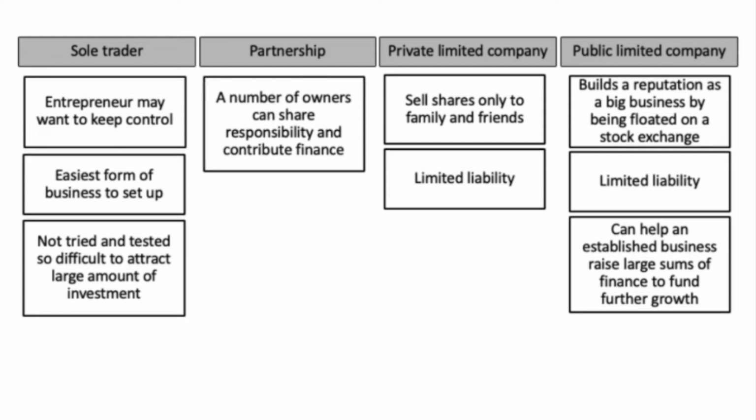The third one will be private limited company. The features are sell shares only to friends and family, and it also has limited liability. Going back to the sole trader we were talking about earlier, they have unlimited liability as a sole trader, which means they're 100% responsible for anything that happens in the company. But for private limited company, the liability is limited because the main shareholder can sell shares to friends and to family. So they don't just have one shareholder, they have a few different shareholders.